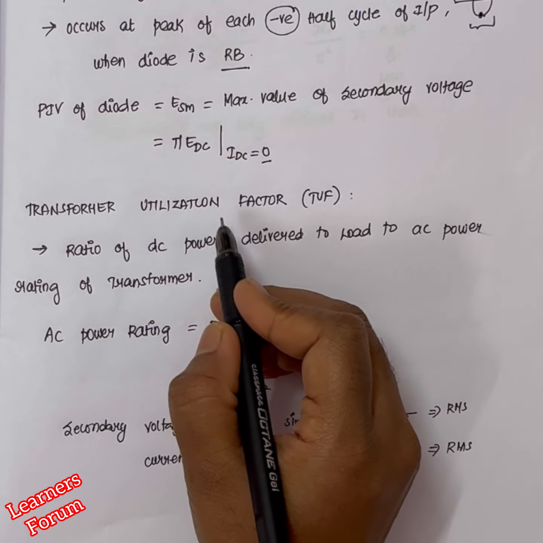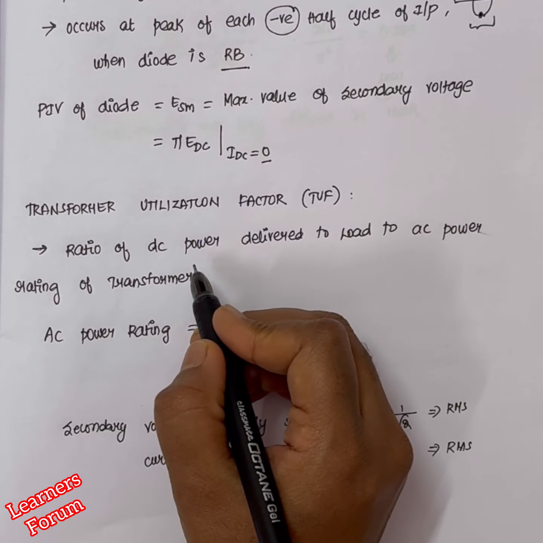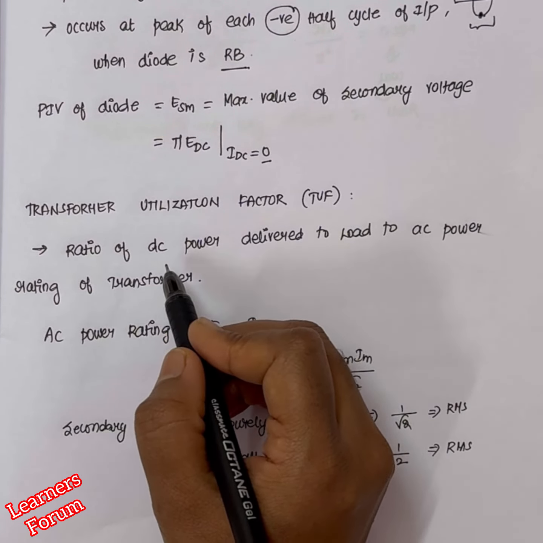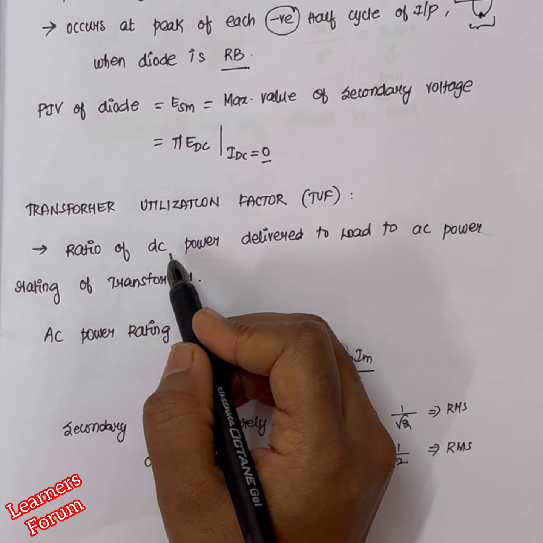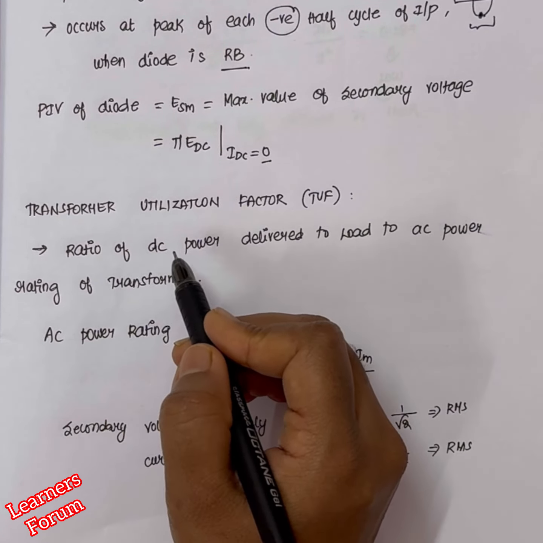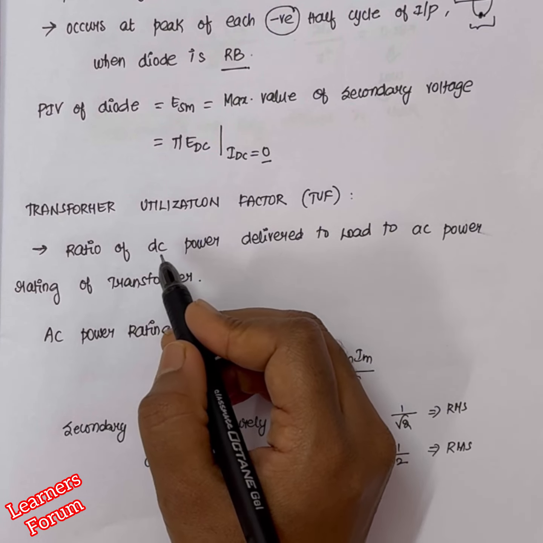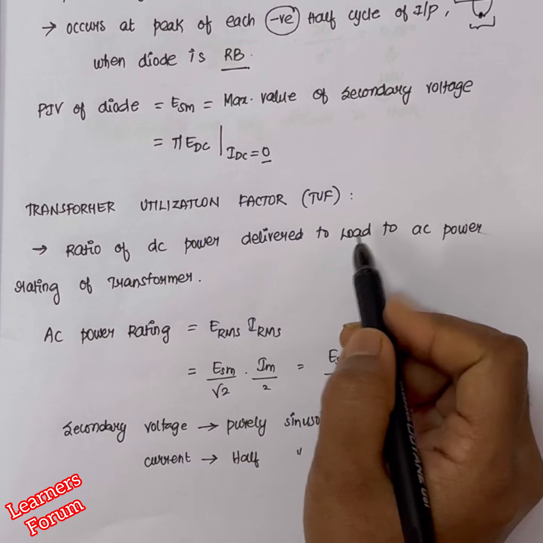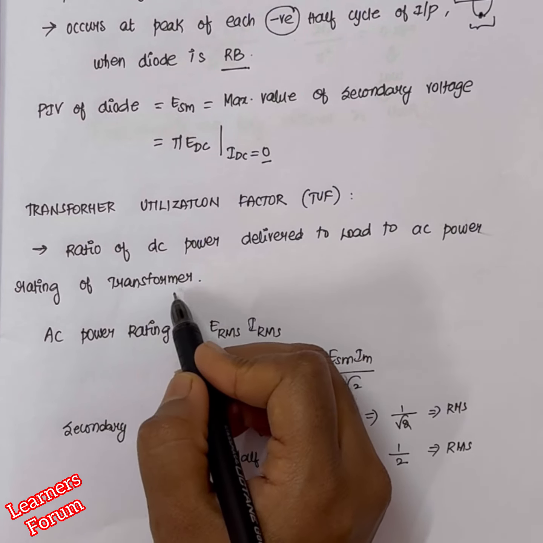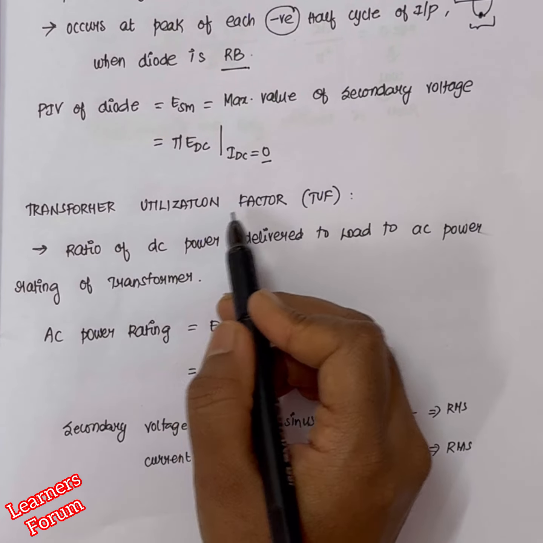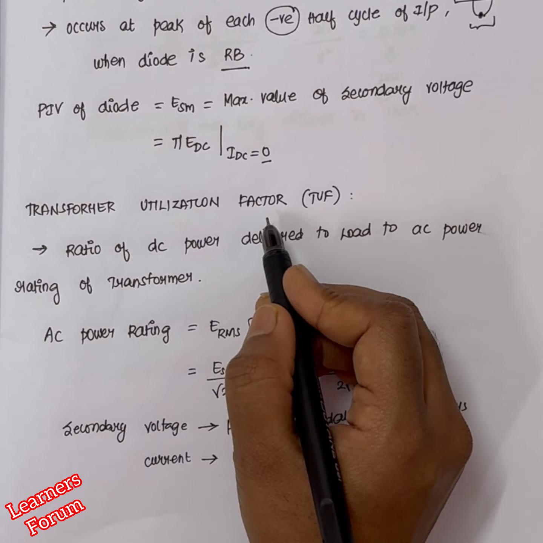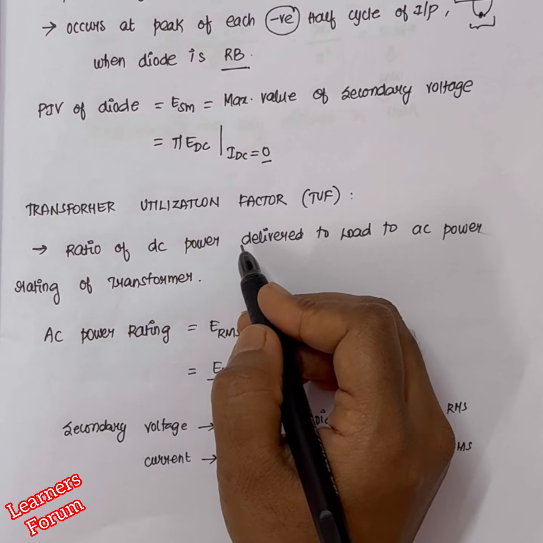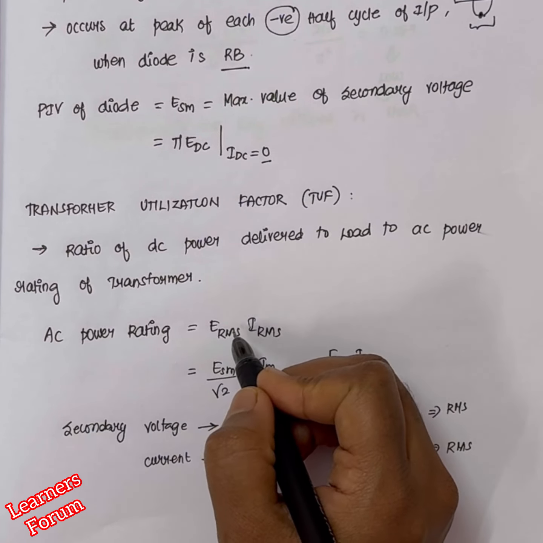Next is transformer utilization factor. As we have seen in the circuit diagram of the rectifier, we would have used a step down or step up transformer at the initial stage, because with that only we have the AC voltage which is supplied into the diode. So the ratio of DC power delivered to load to AC power rating of transformer is referred to as the transformer utilization factor. So with this parameter, we can calculate how much percentage of the transformer is utilized for this particular half wave rectifier.